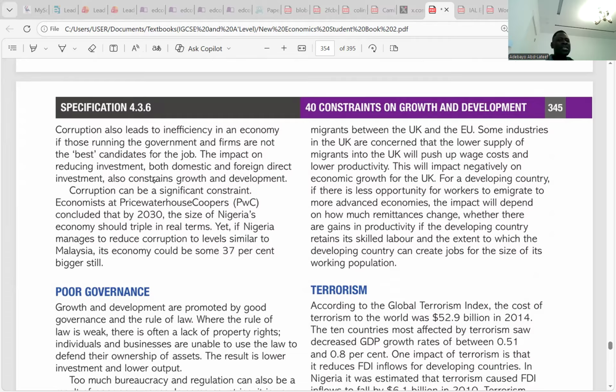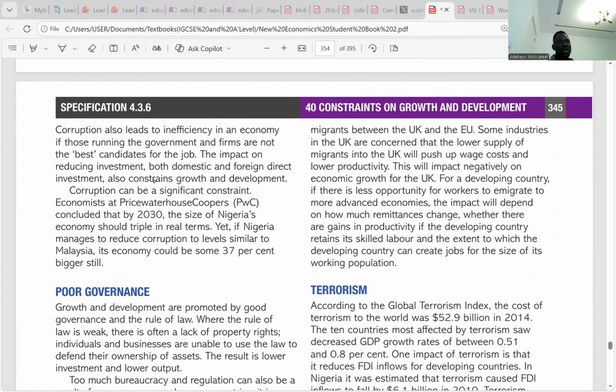And how is that possible? It is possible because they bribe their way through that. Corruption can be a significant constraint. Economists at PricewaterhouseCoopers, this is PwC, in Nigeria, projected that by 2030, the size of the Nigerian economy should triple in real terms. Yet, if Nigeria manages to reduce corruption to levels similar to Malaysia, its economy could be some 37% bigger still.